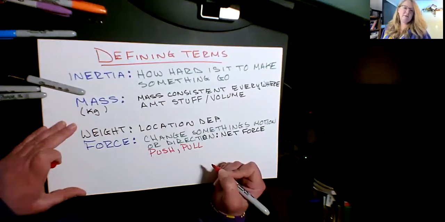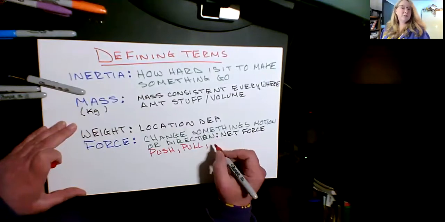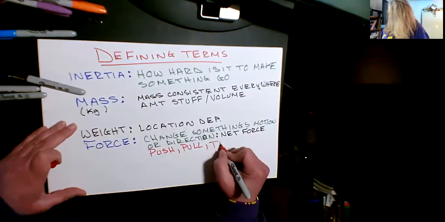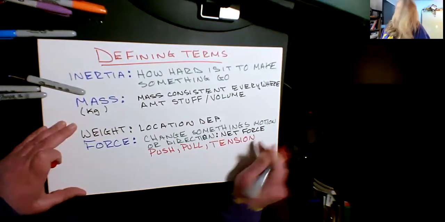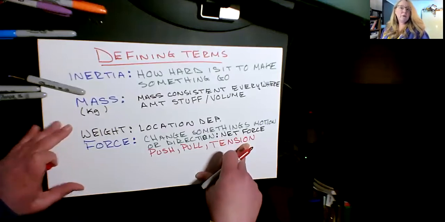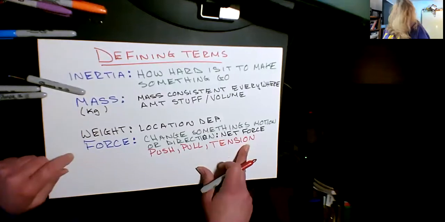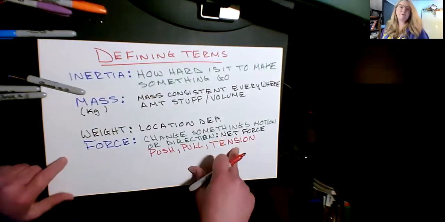Let's see what else. Push, pull. Let's see, we could go force of tension. See, normally y'all are yelling at me to tell me suggestions that I'm forgetting. So force of tension, that would be if I have a rope attached to something and I'm pulling on it, or if you like tug of wars, you have a rope between two people and you're both pulling on it, trying to get one person to fall over. That would be the force of tension.